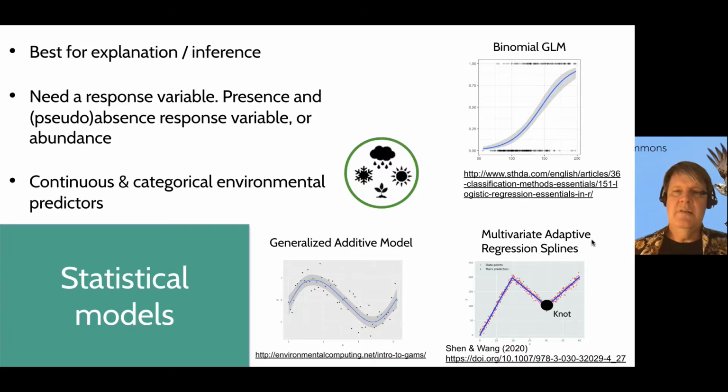And you can do all kinds of different things. So this is binary, presence-absence data fit with a binomial GLM. If your relationship between presences and environmental data is not linear, GAMs are a good way to go. This is a specific kind of nonlinear model, a MARS model. There's all kinds of things that you can do, right? And a lot of those are available within EcoCommons now. You need some kind of response variable. So you need either presence-absence data or you need abundance data. You need a variable that you're predicting.